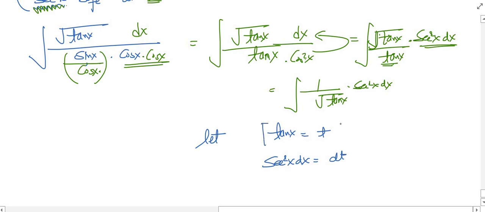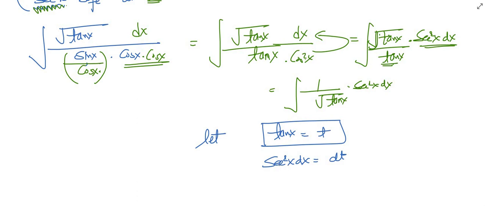So for solving these questions, you should be very good at differentiation. The derivative of tan x is sec square x. If you don't know derivatives, first solve that chapter and then come back here. Otherwise, you cannot do it. So this is sec square x dx is equal to dt.